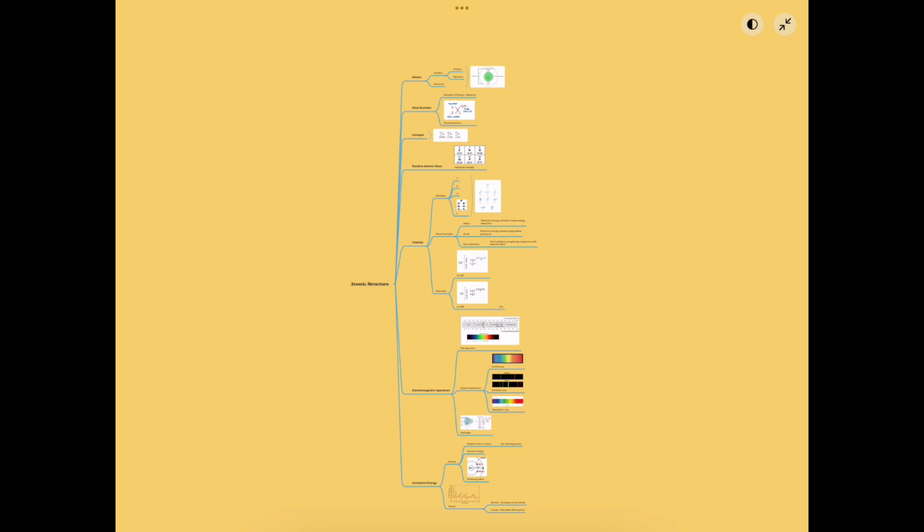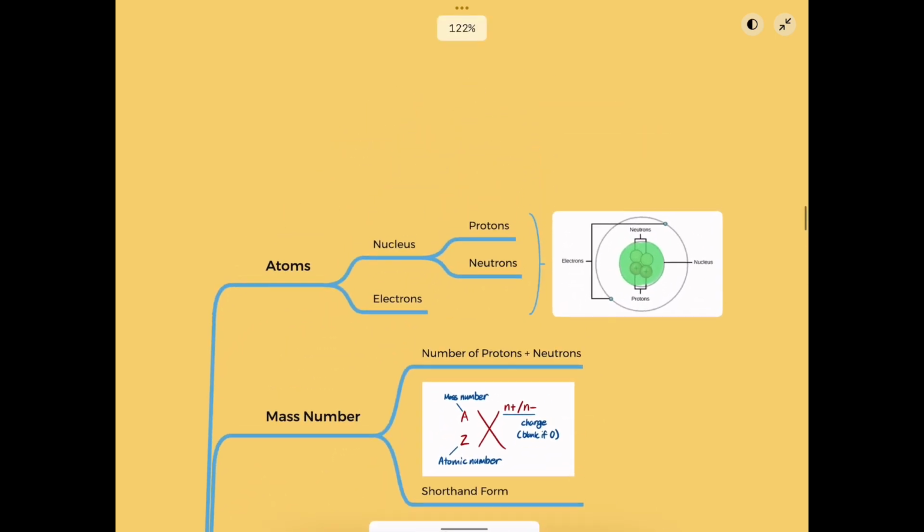First, let's start with introducing the atom, which I personally like to call the smallest recognized particle of a chemical element. Atoms consist of protons, neutrons, and electrons. Protons and neutrons reside within the nucleus, while electrons exist somewhere around the nucleus in different energy levels and move around.